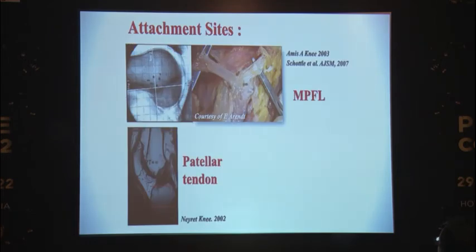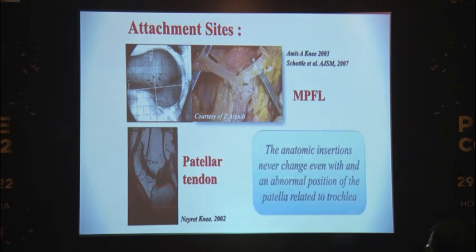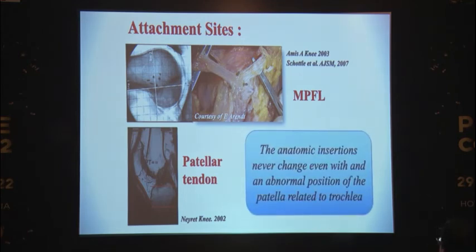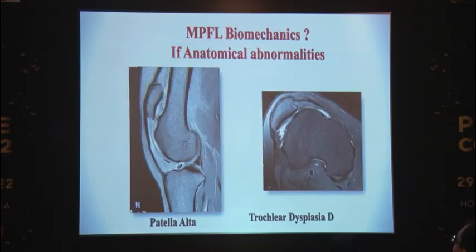So the attachment site you have seen are very important, and the anatomic insertion will never change, but the size of your MPFL will change depending on the anatomy, of course. So this is something important about the biomechanics. If you have some anatomical abnormalities like that, patella alta or patellar dislocation, what about your MPFL? What about the size of your MPFL?